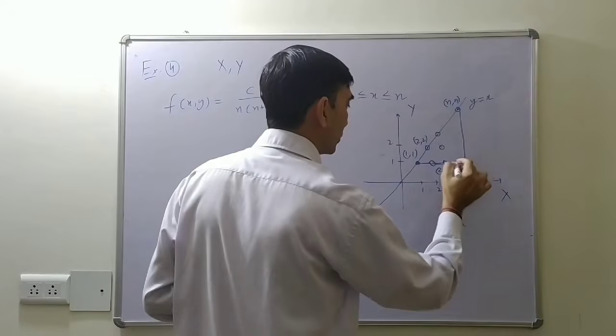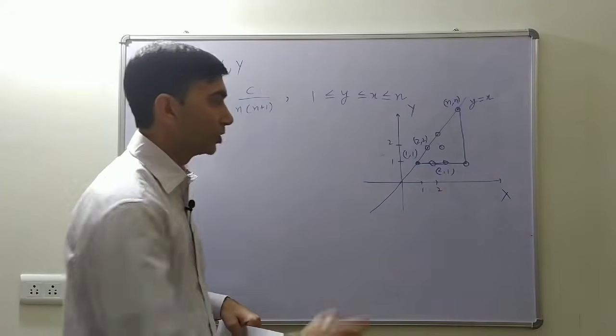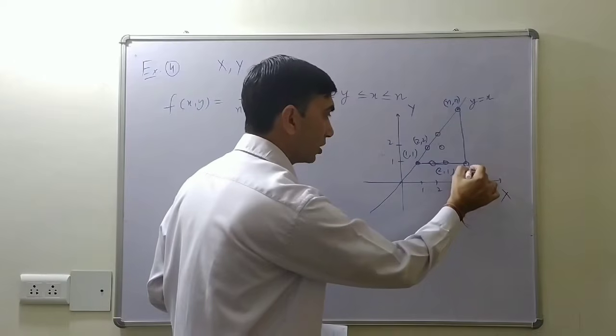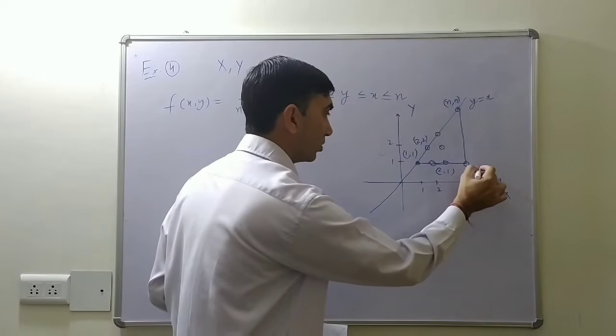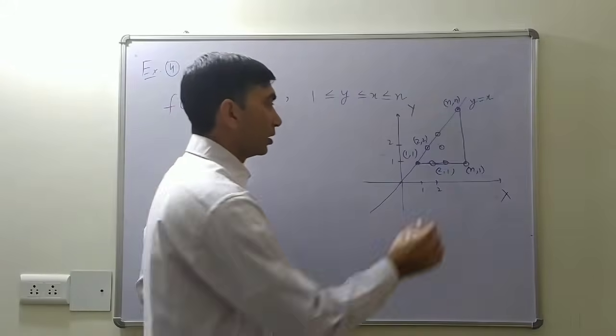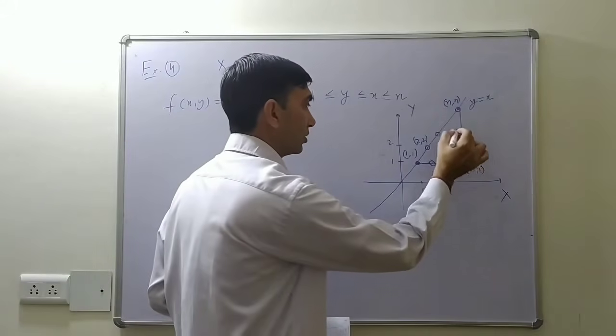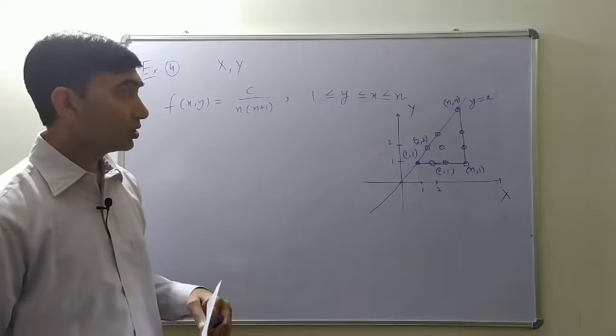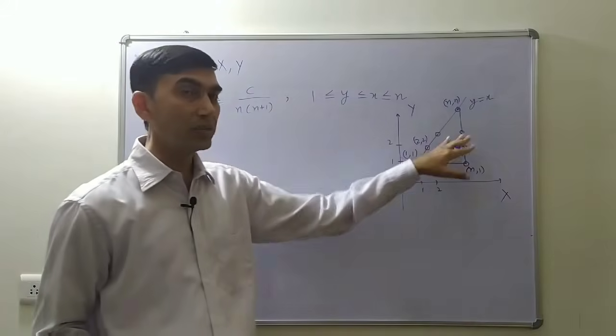What is this point? This is 1 comma 1, this is 2 comma 1, 3 comma 1, last point is n comma 1. Okay? Then you have a point here like this. So you see that all your points are lying in this triangular region.